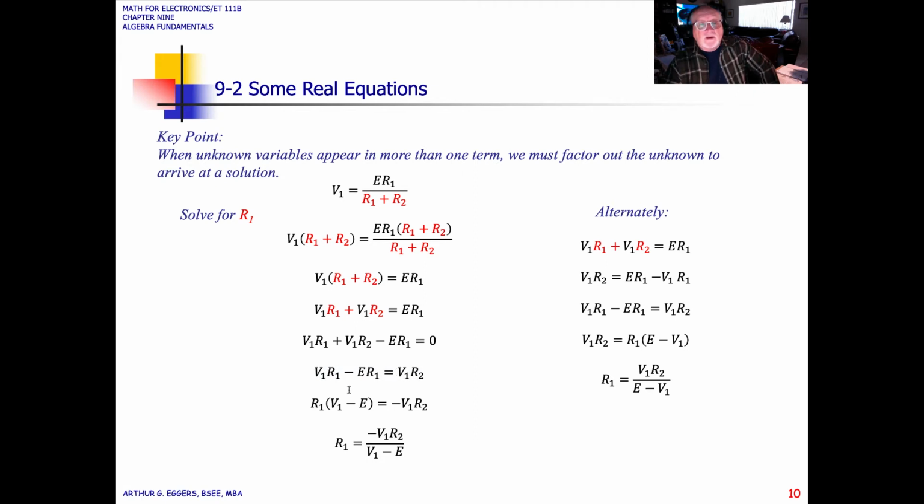So I'm gathering my terms. I can then factor out my R1s from both of these terms, and I'm left with R1 isolated, which is good. That's the goal we're looking for: R1 times the value in parentheses, V1 minus E. I can take that and divide through on both sides. Again, I'm not showing that here, but that's what you can do. Write it down on your own paper and work through it. And so now I have R1 isolated as minus V1 R2 V1 over E.